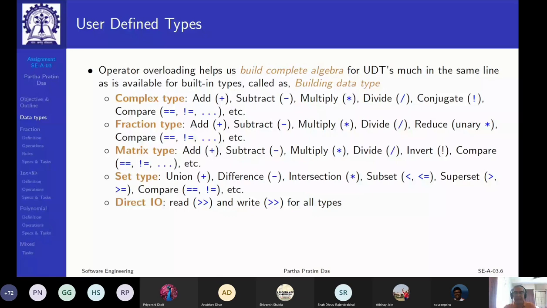Like I can have a complex type, I think several examples of complex types were taken, so that you can directly add, subtract, multiply, divide, compare, etc. of two complex numbers without using a separate member function name. You can just overload the operation. Same thing you can do for fractions, you can do for matrix, even vectors, set types, and so on. And for all of these, you can also overload the streaming operators. There is a typo in the right operator symbol. We'll correct that.